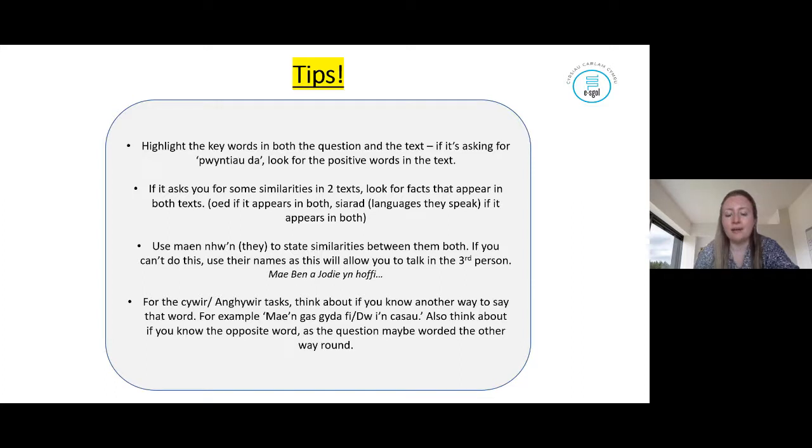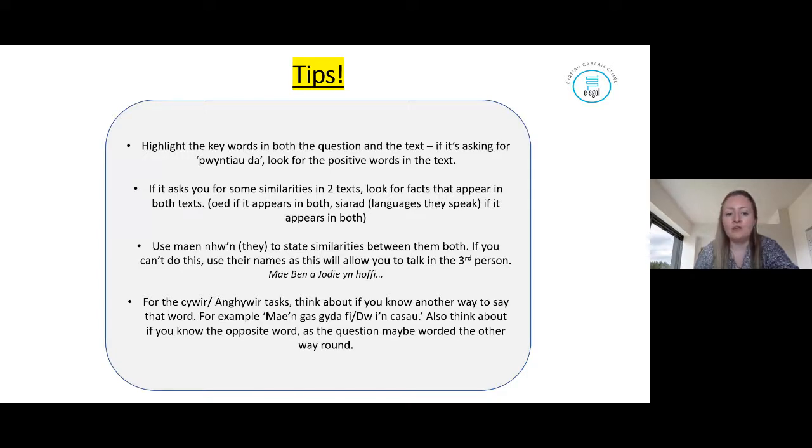You can use the phrase then, maen nhw, which means they, to state what similarities are between them. So for example, say that Ben says dwi'n hoffi pêl-droed and Jodie says dwi'n hoffi chwarae pêl-droed. Then you could say, maen nhw'n hoffi pêl-droed, or you could say, mae Ben a Jodie yn hoffi pêl-droed. You can either use maen nhw, which means they, or you can use their names as well.